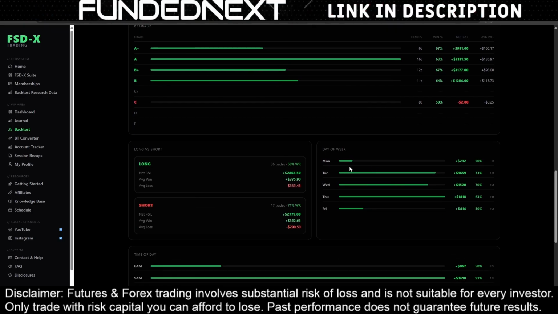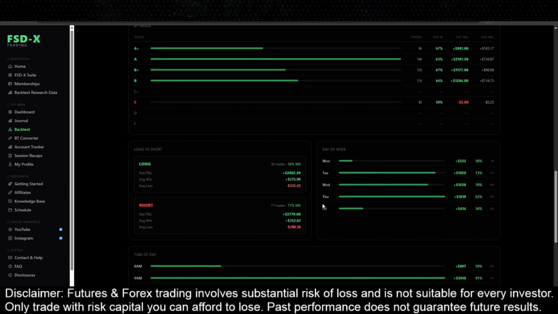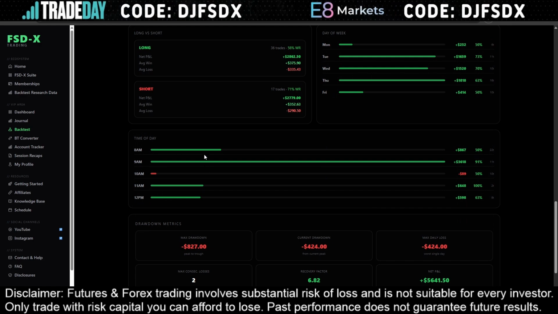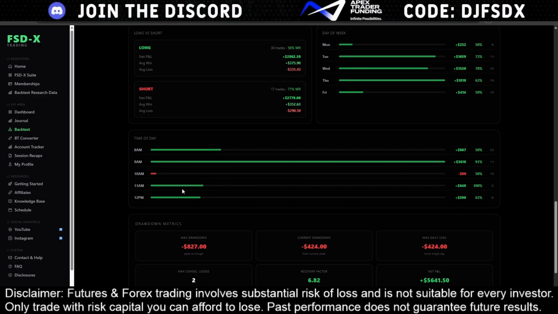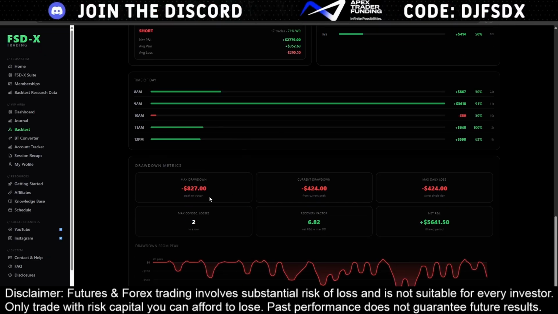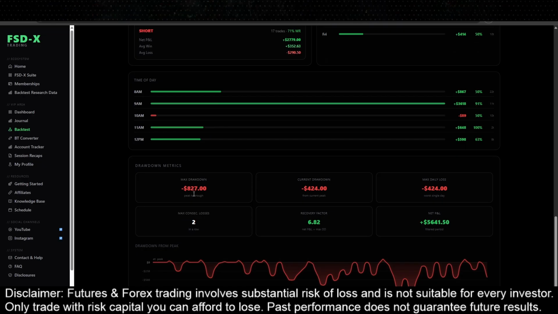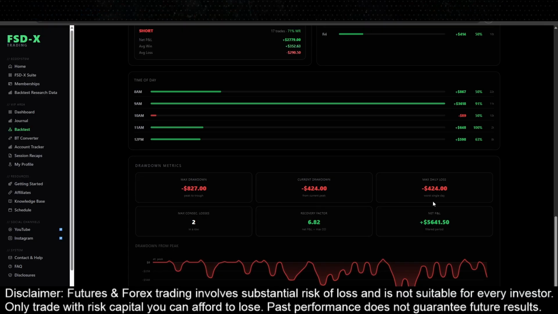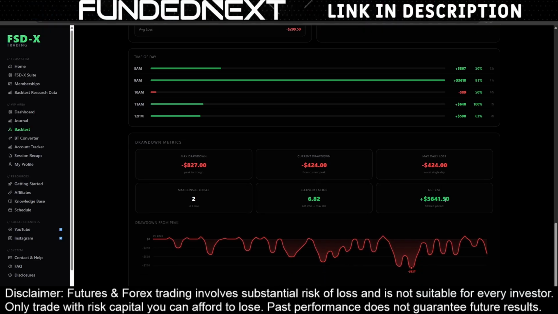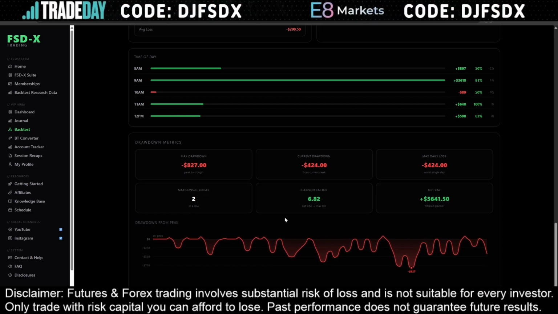You can see Mondays have been very weak, but Tuesday, Wednesday, and Thursday very strong. You can see the time of day: 8 o'clock was kind of weak, 9 too, and the late afternoon was really good. Drawdown was about $800, with a current drawdown of $424 since we did take a couple of losses, and that was our biggest loss. But our recovery is really good, and we've only taken two consecutive losses in a row, so that's really good.